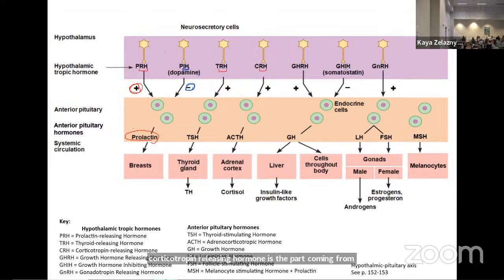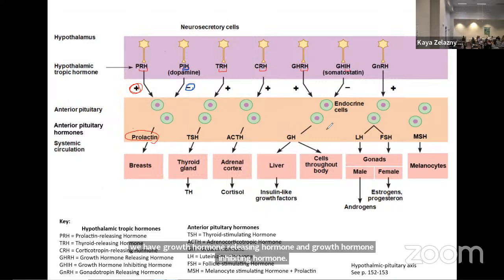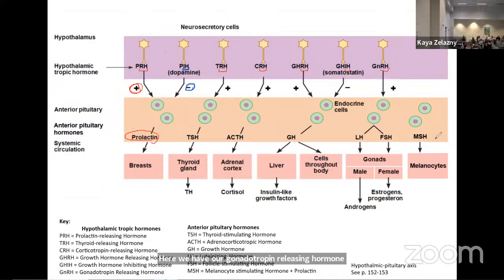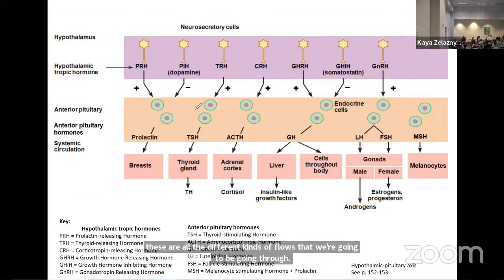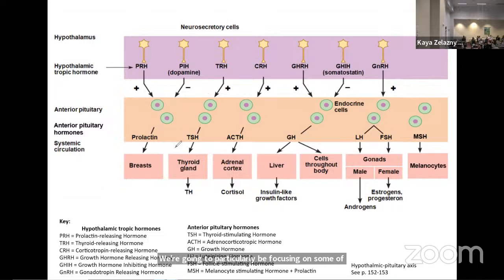Here we have growth hormone releasing hormone and growth hormone inhibiting hormone, ultimately affecting very many different kinds of growth, as well as the liver. Here we have our gonadotropin releasing hormone affecting a bunch of sections that we'll see later on. So these are all the different kinds of flows that we're going to be going through. We're going to particularly be focusing on some of these, especially over the rest of the unit.